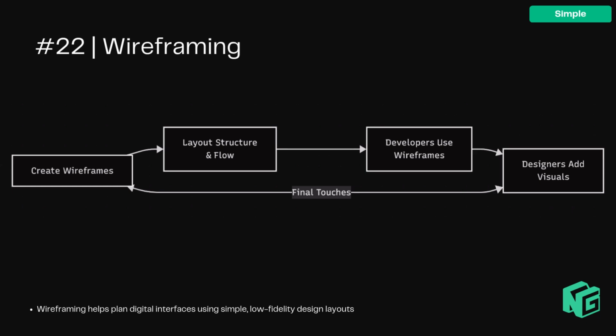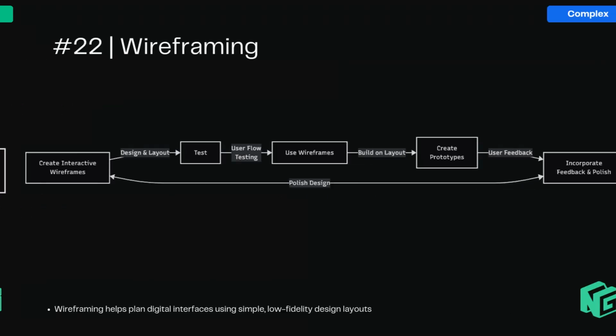Now let's walk through a simple diagram. The design team creates wireframes based on requirements. The wireframes lay out the basic structure and flow of the app. Developers use wireframes to understand layout and functionality. Designers take over to add visual elements and polish. Every time your team works on a new feature or interface, wireframing helps ensure that the structure is sound before adding the finishing touches.